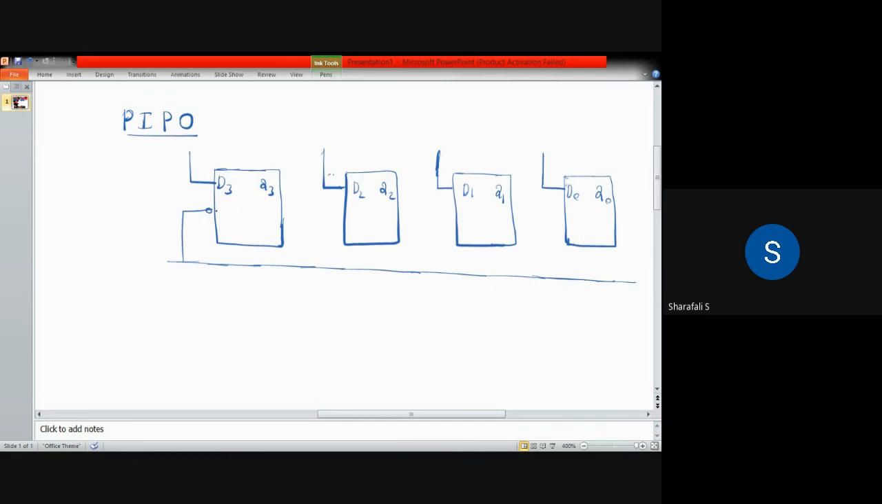So this flip-flop will be active only when the clock is low, or clock is at 0. Remember that. Again for this one. So you can see this is your clock.